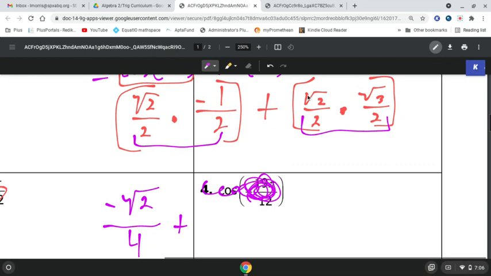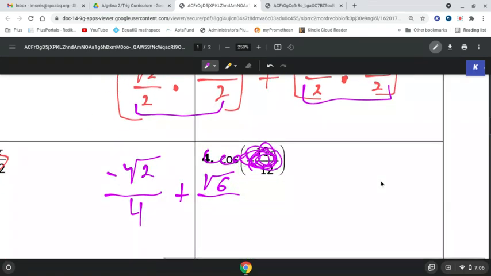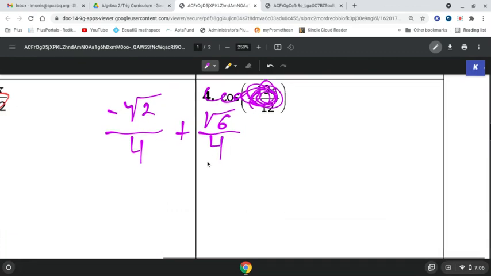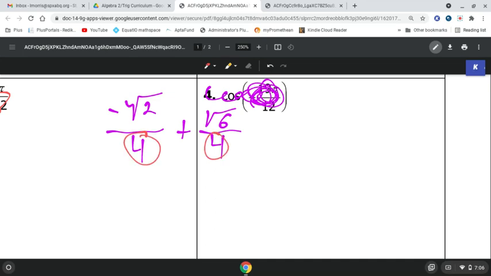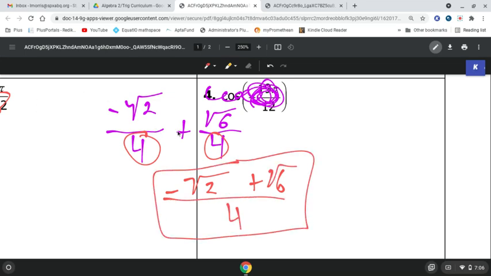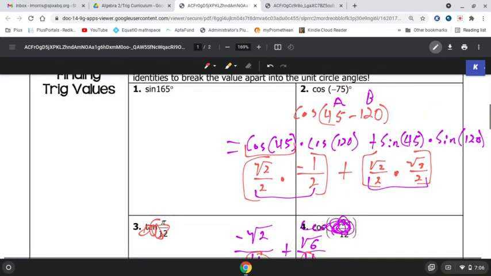Plus radical 2 times radical 3 is radical 6 over 2 times 2, which is 4. So then you could leave it as this, or since these have the common denominator 4, you'll see it written as negative square root of 2 plus square root of 6, both over 4. Because you can't add these together to get something simpler. So it just stays negative square root of 2 plus square root of 6. But you can put it all over the same denominator. And that's all we're going to do for this.